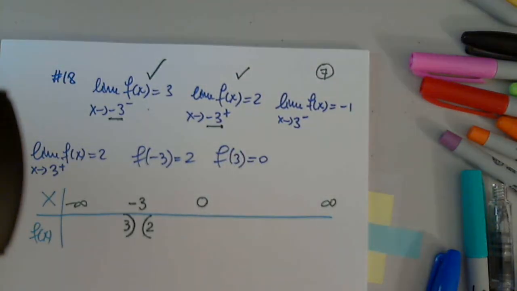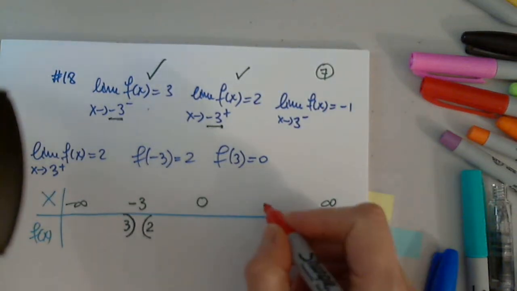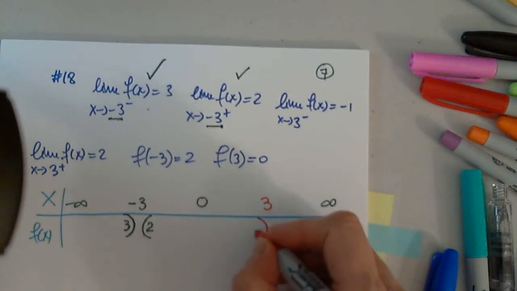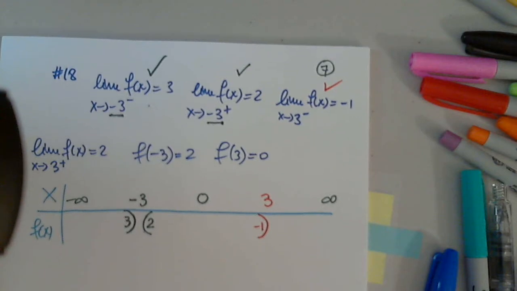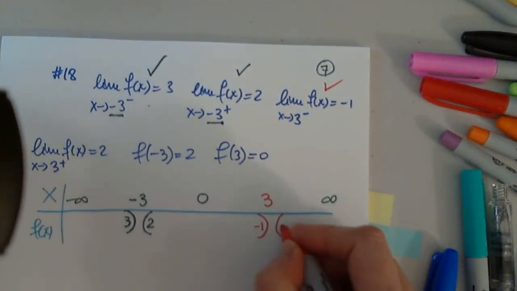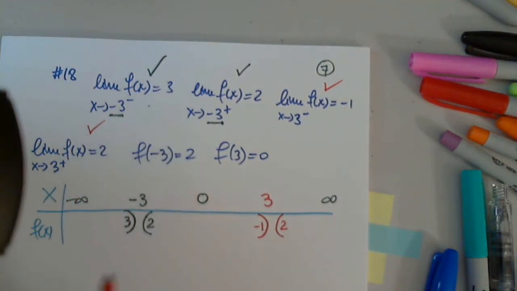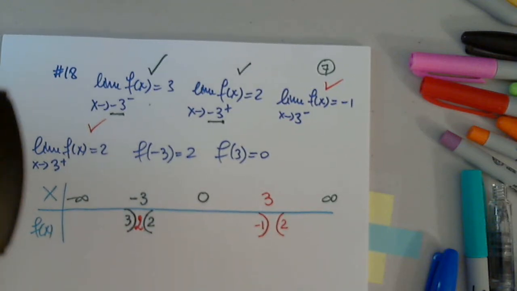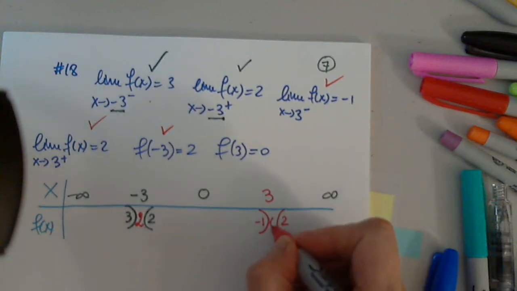Now, they're giving us the limit of f of x as x approaches 3 from the left. So now I'm jumping to 3. 3 from the left is negative 1. So this is already in the table. 3 from the right, okay, fine, is 2. Done. f of negative 3 is 2. That's done. But f of 3 is 0.